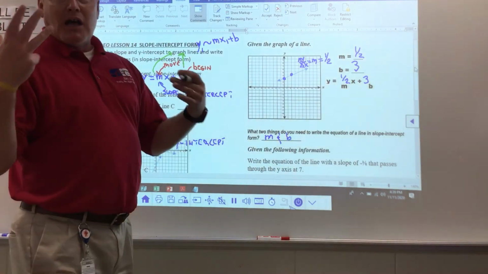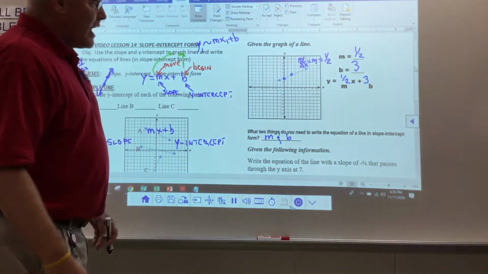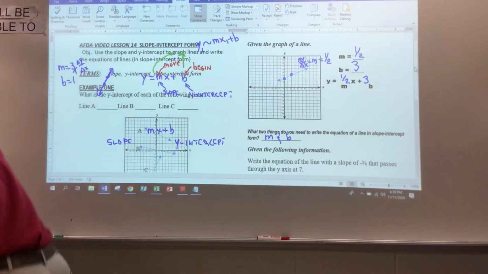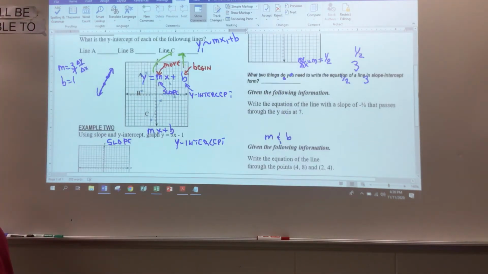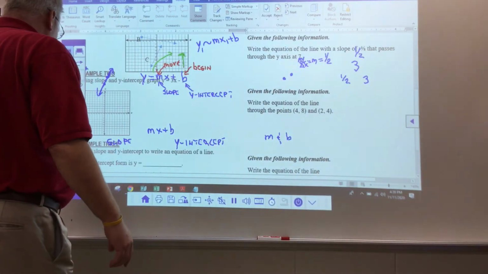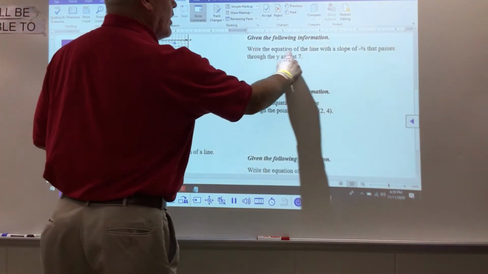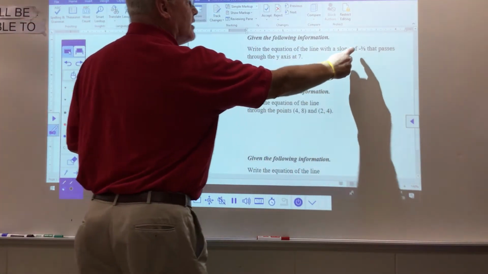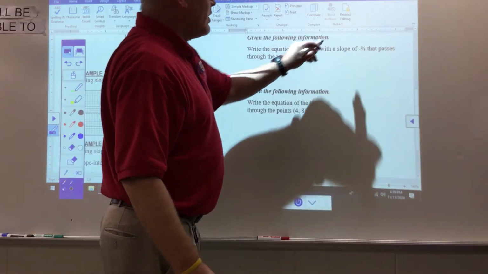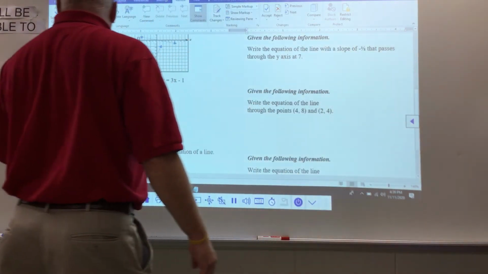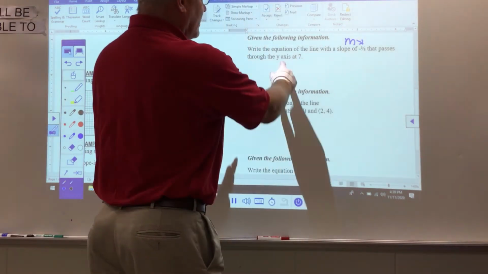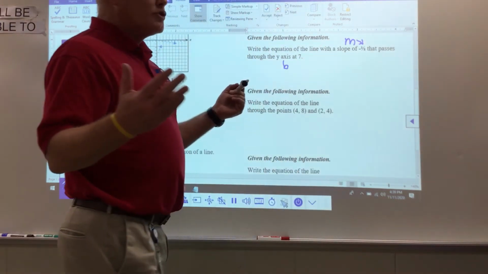Now, we're going to look at possibly 3 different scenarios or type questions that can be asked of you. So let's get started with those real quick. The first one asks you, given the equation of a line with a slope of -3/8 that passes through the y-axis at 7. So it gives you m right here. That's your slope. And it gives you b right there. So all you got to do is write the equation of the line.